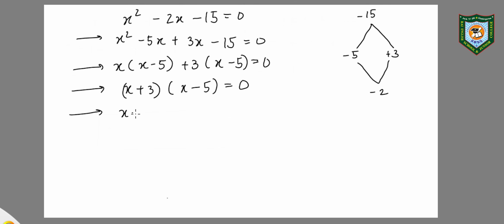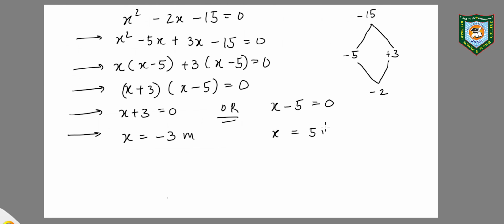So therefore, either x plus 3 has to be equal to 0 or x minus 5 has to be equal to 0. This implies x is equals to minus 3 meters or x has to be equal to 5 meters. Now, one of these solution is wrong, and we are going to see why.